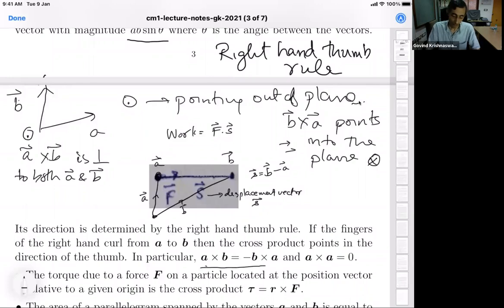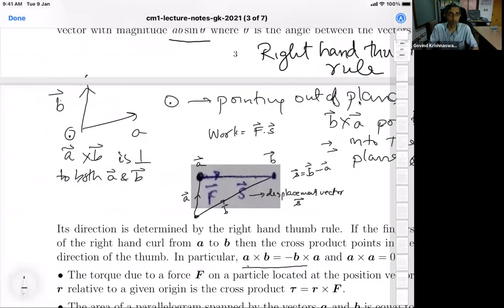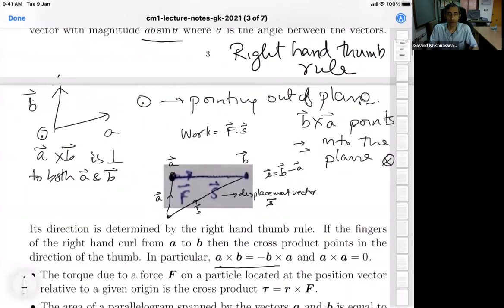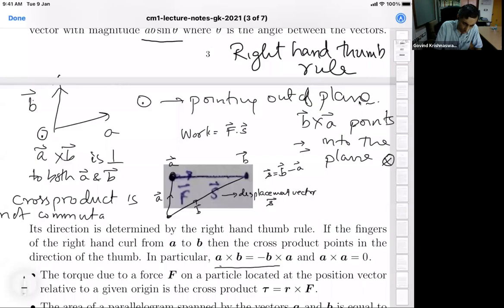All right, because we just observed that A cross B is out of the plane, whereas B cross A is into the plane. And therefore they can't be equal unless they're both zero, of course. And therefore A cross B in general is not equal to B cross A. So the cross product is not commutative. So it's non-abelian. It's a non-abelian product.